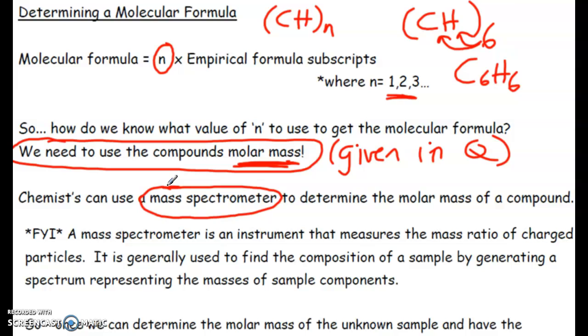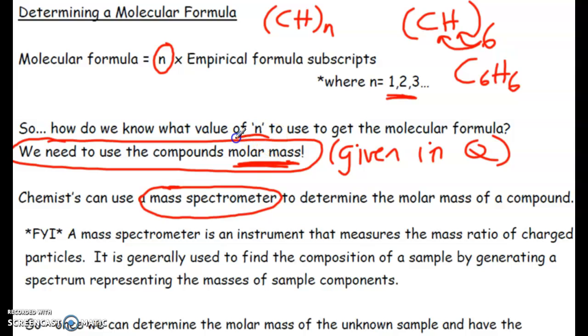Essentially, it's an instrument, just like you can use an instrument to determine the temperature of a liquid. It's obviously a more expensive piece of equipment than a thermometer, but basically it's a piece of equipment that scientists can use to determine the mass of different components that are in a compound.